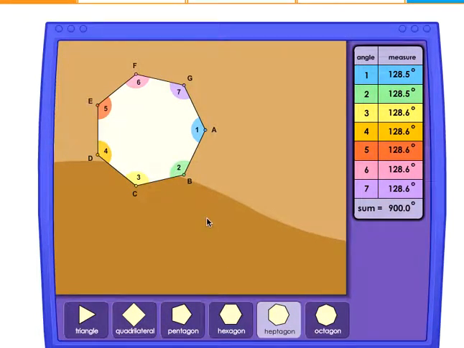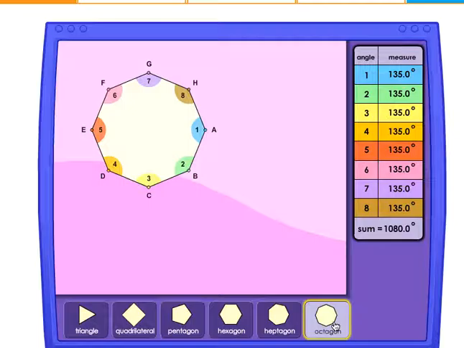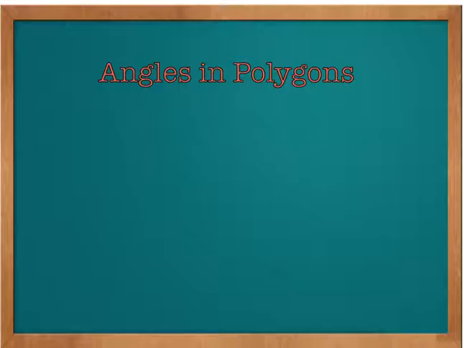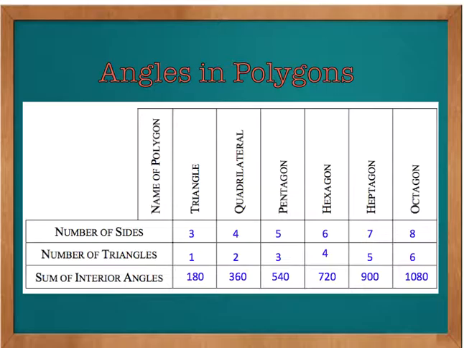Next, we have a heptagon, a 7-sided polygon. The sum of angles adds up to 900 degrees. And lastly, we have an octagon with 8 sides, and the sum of interior angles is 1080 degrees. As I use the angle sum tool, you should have the following records.